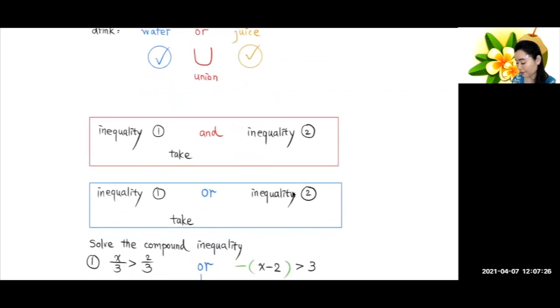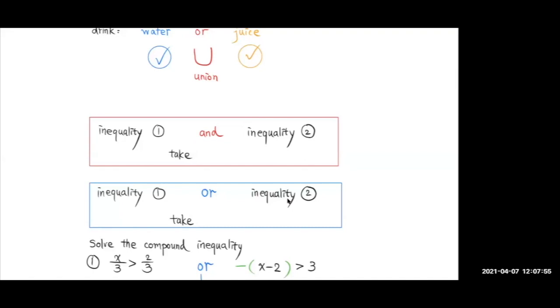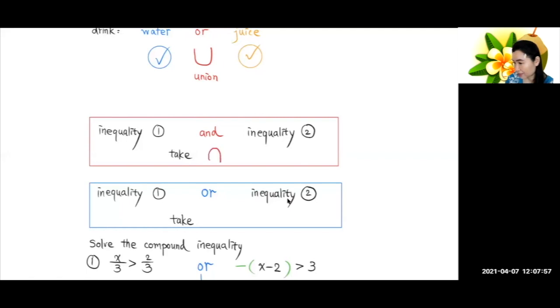So let's summarize and compare the compound inequalities joined by and and joined by or. When you have inequalities joined by and, do you take the union or intersection of the two sets? Which one? Union or intersection, if it's and? Intersection. Intersection.